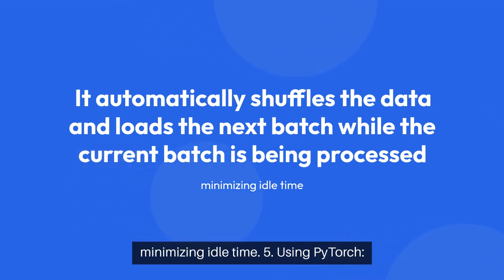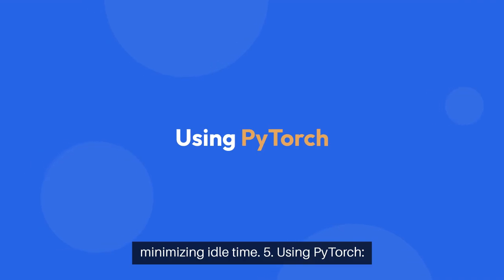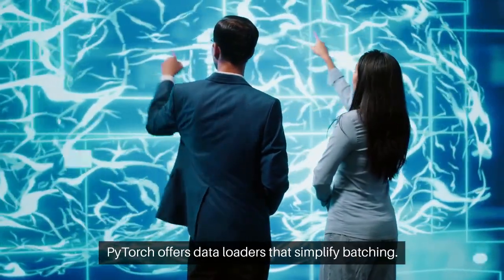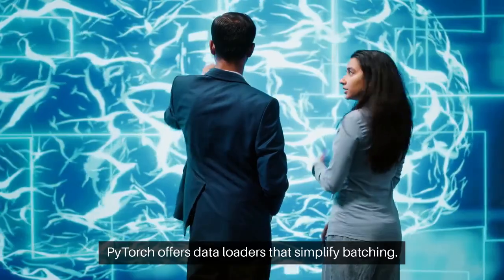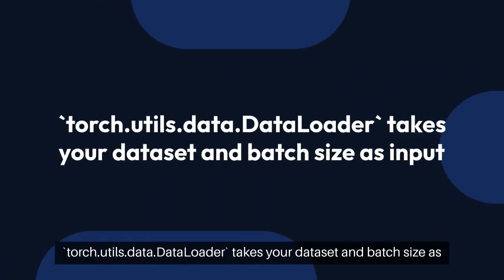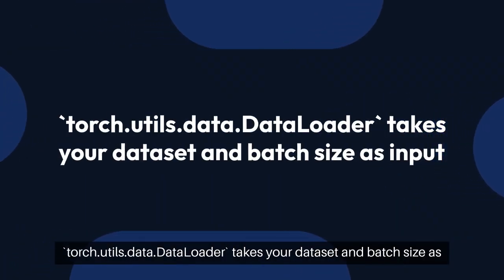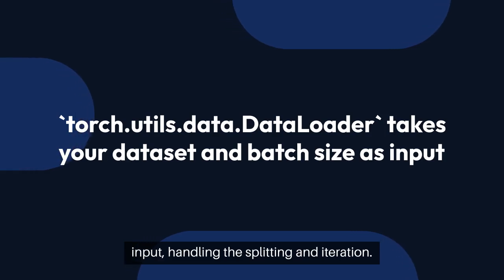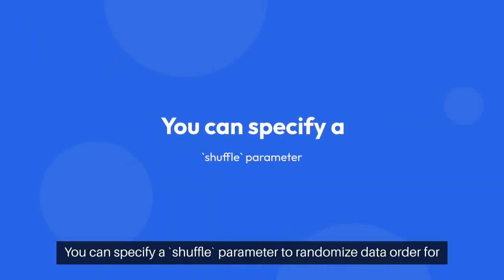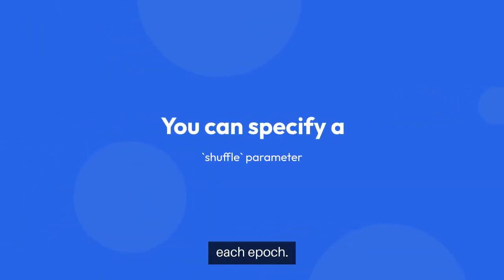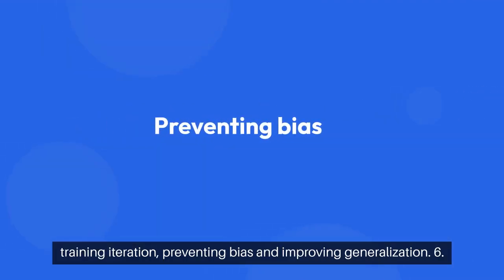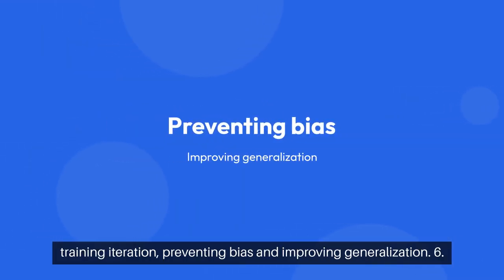5. Using PyTorch. Similar to TensorFlow/Keras, PyTorch offers data loaders that simplify batching. torch.utils.data.DataLoader takes your dataset and batch size as input, handling the splitting and iteration. You can specify a shuffle parameter to randomize data order for each epoch. This ensures that your model sees different subsets of data in each training iteration, preventing bias and improving generalization.